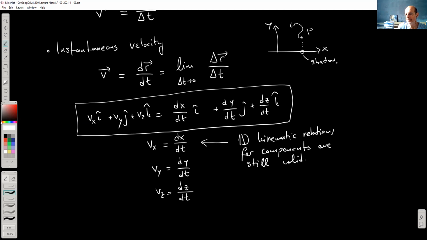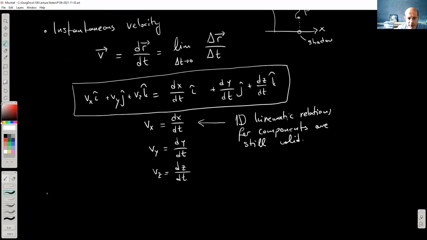So you can investigate the kinematics of that shadow, and the kinematics of the shadow satisfies the usual one-dimensional kinematic relationships, okay? So as a result, by knowing 1D kinematics, you can easily describe the three-dimensional kinematics of the object, right? That's what I'm saying. So you don't have to do a full vector algebra with the unit vector notation. You can just work with the components only. Okay, so it's going to continue like that.